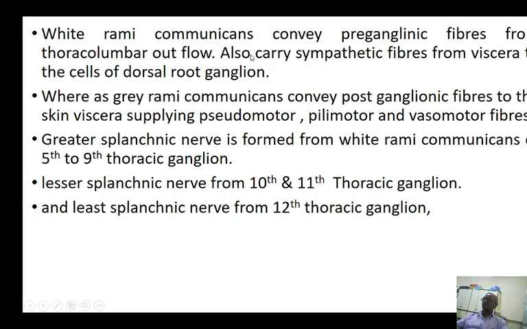White rami communicants convey preganglionic fibers from the thoracolumbar outflow. They also carry sensory fibers from viscera to the cells of the dorsal root. Whereas the gray rami communicants convey postganglionic fibers to the skin and viscera, supplying the pseudomotor, pilomotor, and vasomotor fibers. Greater splanchnic nerve is formed from the white rami communicants of the 5th to 9th thoracic ganglion. Lesser splanchnic nerve forms from the 10th and 11th thoracic ganglion, and least splanchnic nerve is forming from the 12th thoracic ganglion.